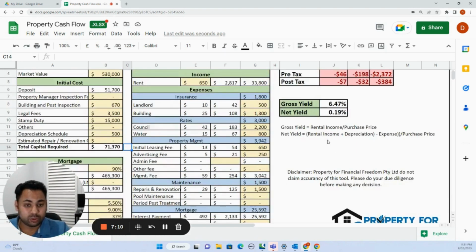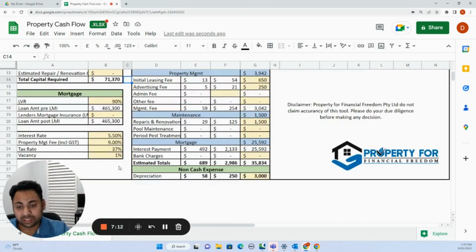Next, for doing the post-tax calculation, you have to put in your tax rate, the maximum threshold tax rate you have. You have to put that number in.